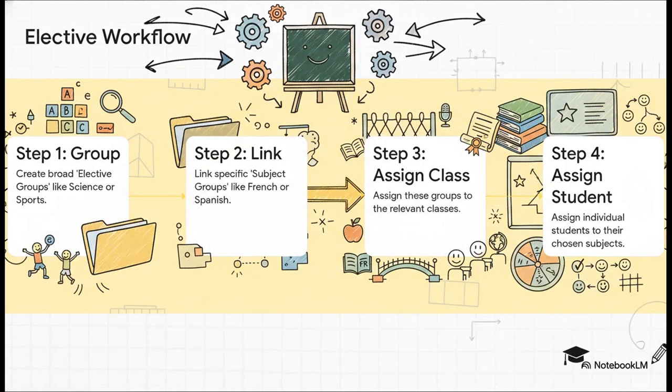The software handles this with a super clear step-by-step workflow. Now, I know it might look a little complex at first glance, but it's actually a very logical process. You create categories, you link subjects to those categories, you assign them to the right classes, and then finally, you track each student's individual choice. Let me show you how it works.